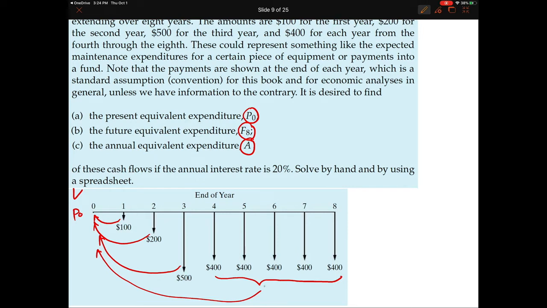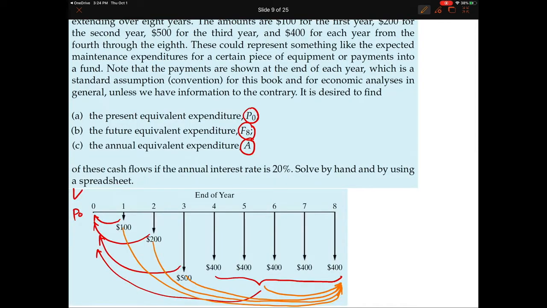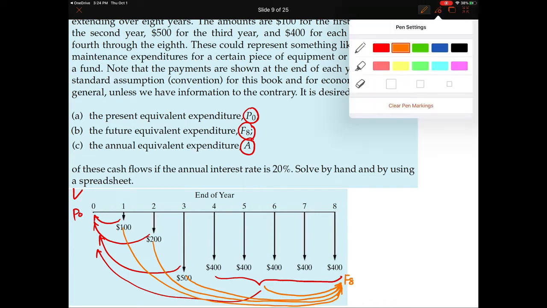And another question is to ask you to convert everything to a future time. So annuity to a future time. This 500 to a future time. This 200 to a future time. This 100, no, not back to, compounding to a future time. So it's F8.